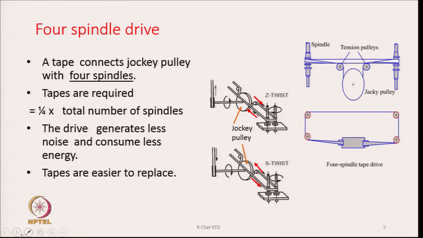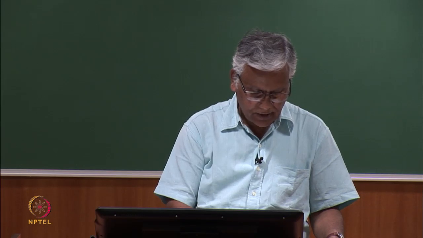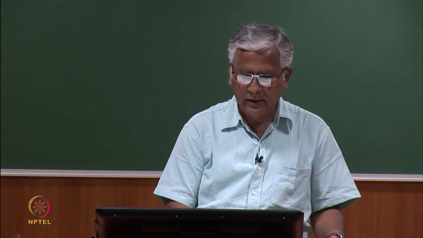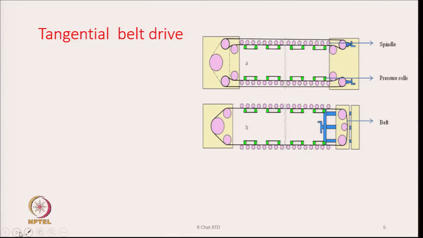Tapes have the advantage that they are easy to replace. That is the biggest advantage of tapes. And from there we go to the next type of drive, which is called the tangential belt drive. In the tangential belt drive, we have one single belt as shown in the diagram. This black line indicates the belt going around the machine. Here there is one single belt, or we may have 2 belts as shown here. One side has one belt, the other side has another belt.